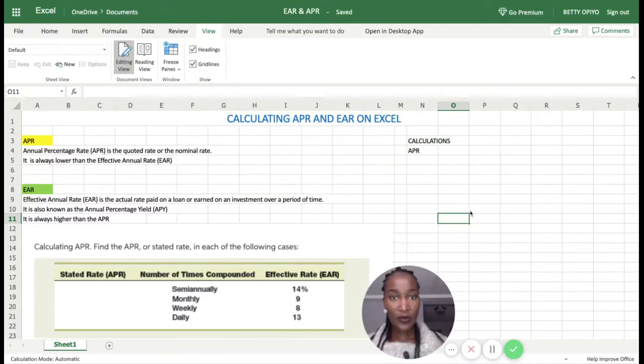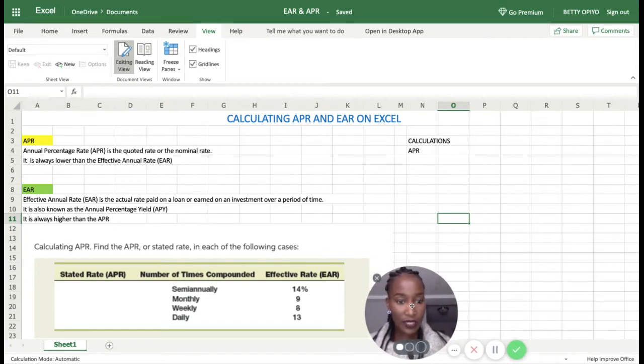So next thing I'm going to show you is how to find the APR, which is the annual percentage rate. So it's going to be basically converting the APR to EAR or vice versa. This is a very common concept in time value of money, and I'm going to show you how to do that on Excel.